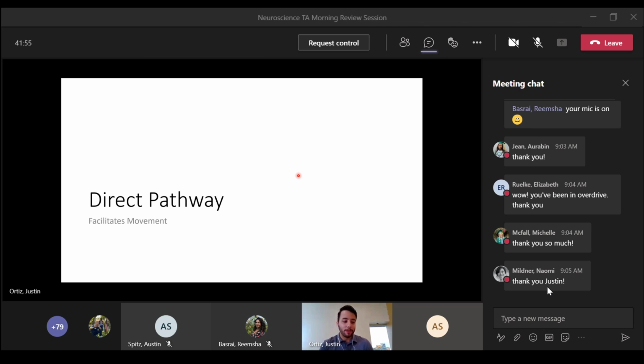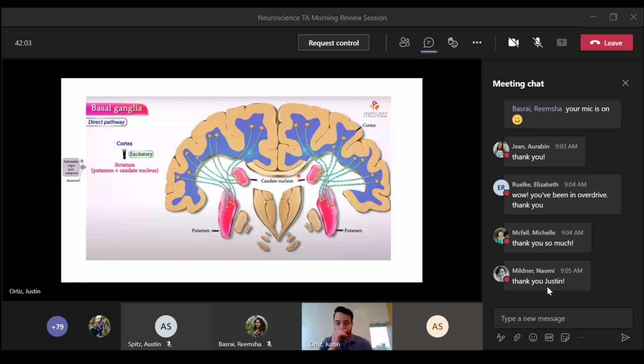The direct pathway is going to facilitate your movement, basically allow you to move your extremities, etc. You'll see that I added a lot of pictures per slide because I feel like the best way to learn this information is to actually see it in images. So you'll see I added a lot of images throughout the PowerPoint, and we'll be going through them step by step in order to really understand the process of what the basal ganglia does.